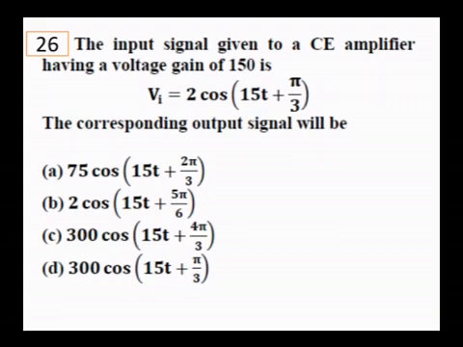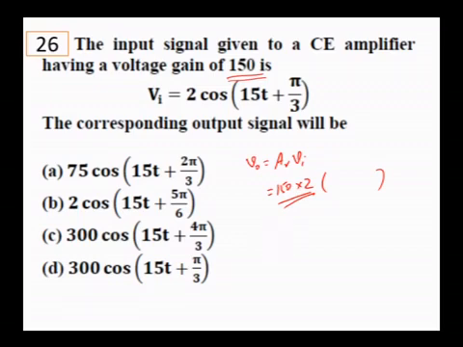The input signal given to a CE amplifier having a voltage gain of 150 is given by Vi equal to 2 cos(15t plus pi by 3). The corresponding output signal will be, the output signal V0 will be equal to AV into Vi. So AV they have given 150. So 150 magnitude wise into 2, you see. So 300 will come, and then the rest of the equation.